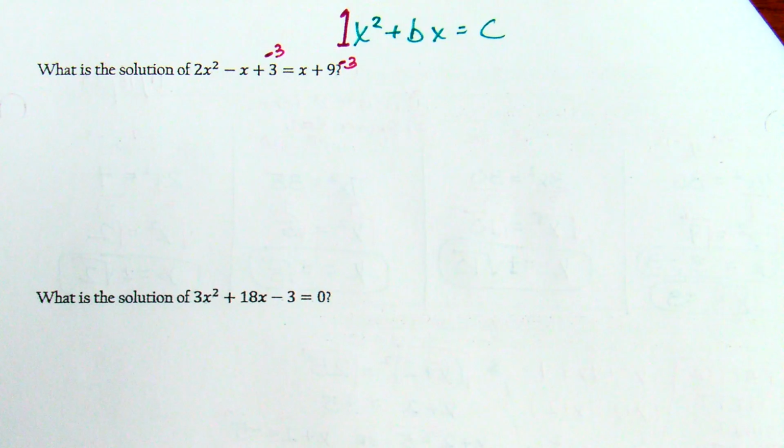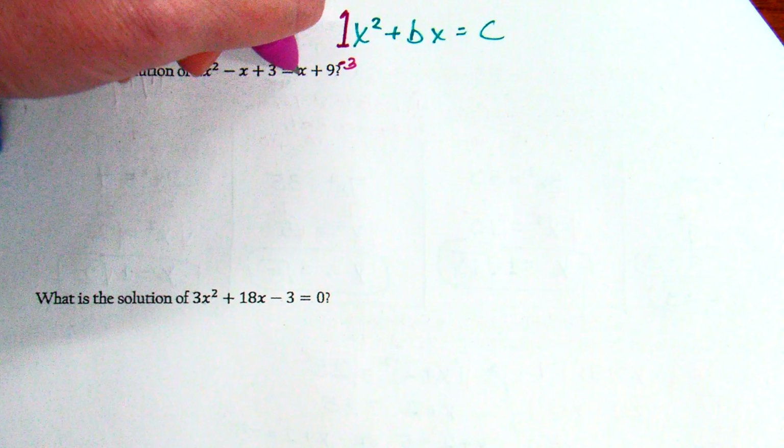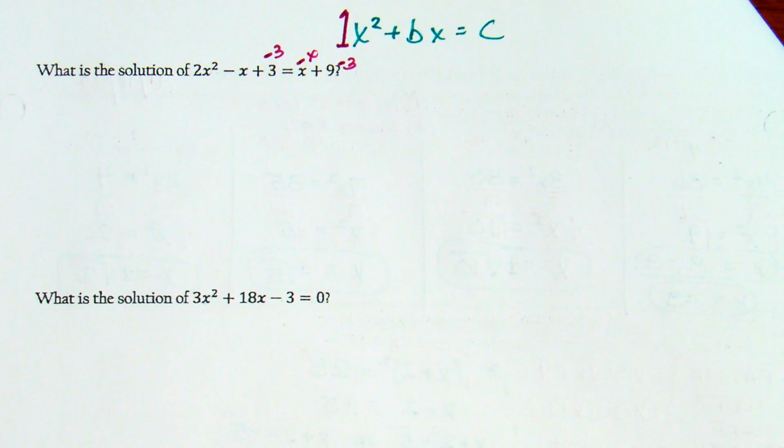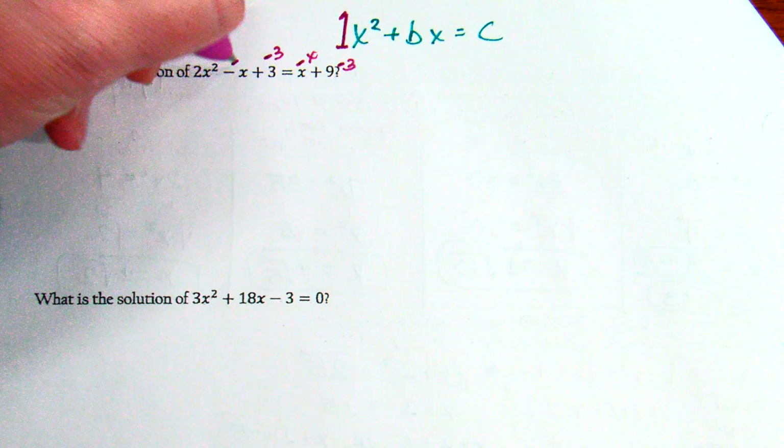Now, at the same time, my x squared and x are all supposed to be on the left, and I have an x on the right. So what do I need to do to that x? If it's a positive x, I'm going to subtract x. If I subtract x on the right, I subtract x on the left.